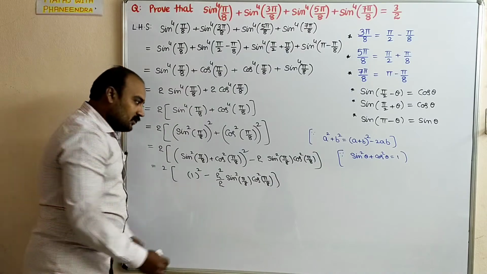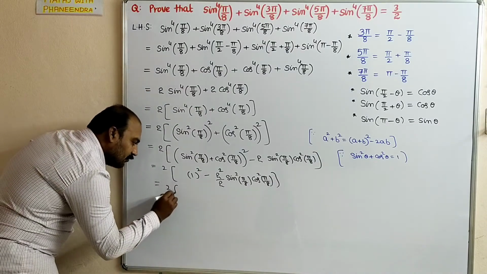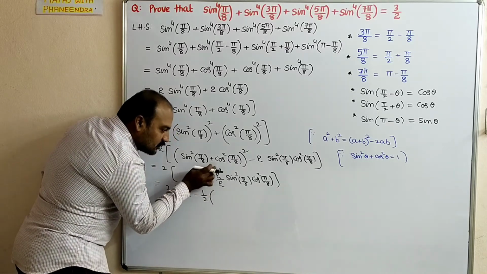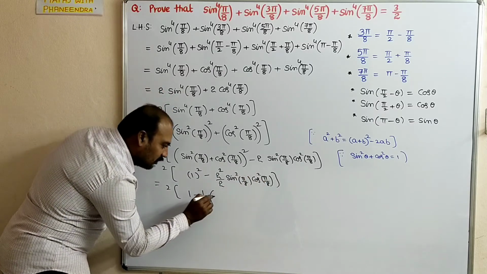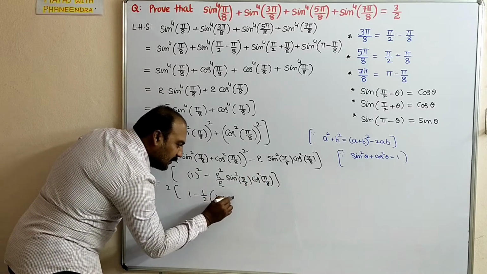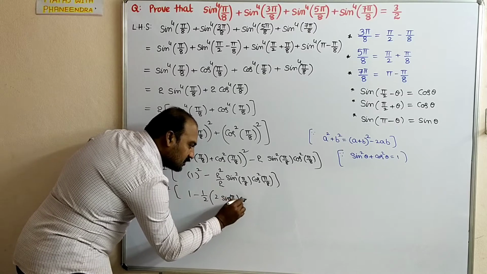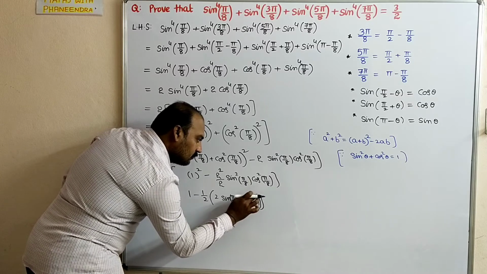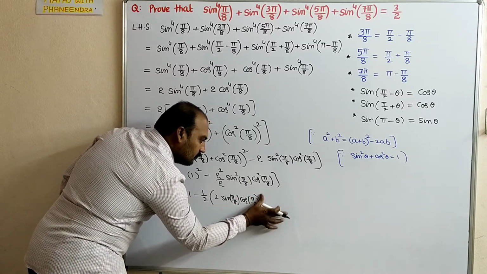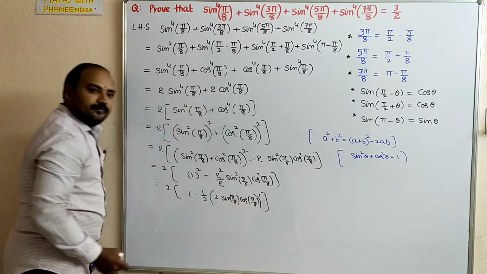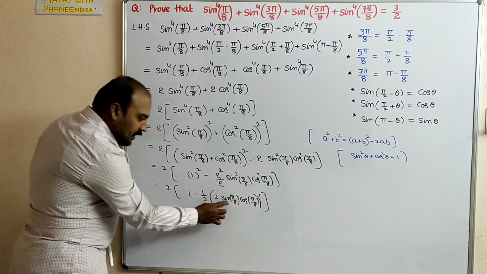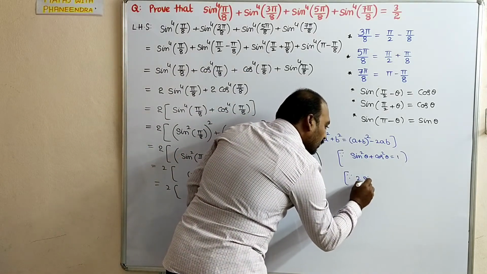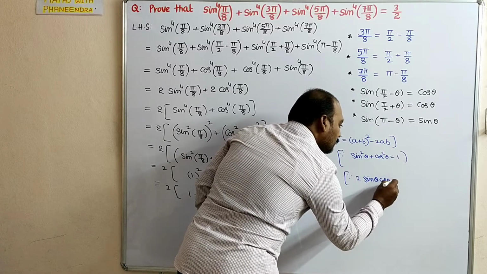1 square means 1, which is equal to twice of 1 minus 1 by 2. A square, B square, C square means ABC whole square. We can write it as 2 sin pi by 8 into cos pi by 8 whole square. After that, 2 sin theta cos theta. We have a formula: 2 sin theta cos theta is sin 2 theta.